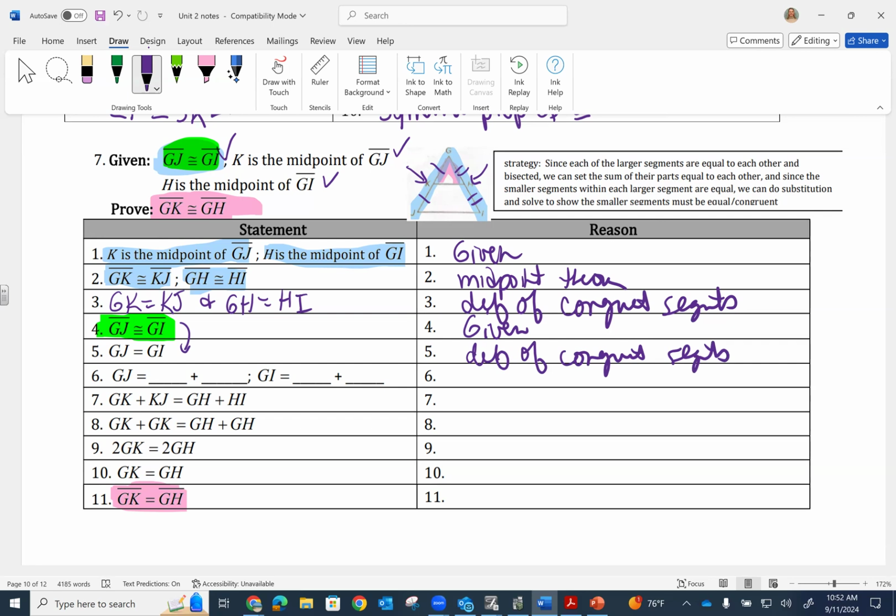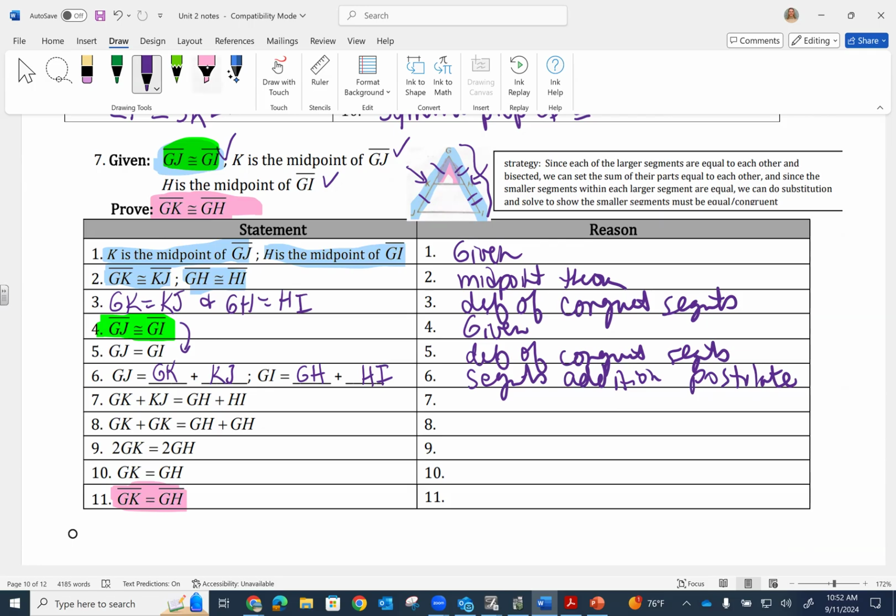Okay, the next one. Looks like we're adding. How do you get from G to J? Well, you add up the length from G to K and the length from K to J. How do you get from G to I? You take G to H and you add up H to I. How can you do that? That is segment addition postulate. You're allowed to add the lengths of two segments together to equal the total segment. And then the question is, what are we doing next?